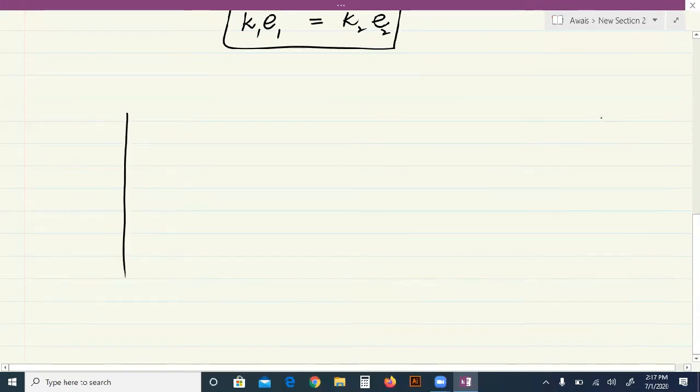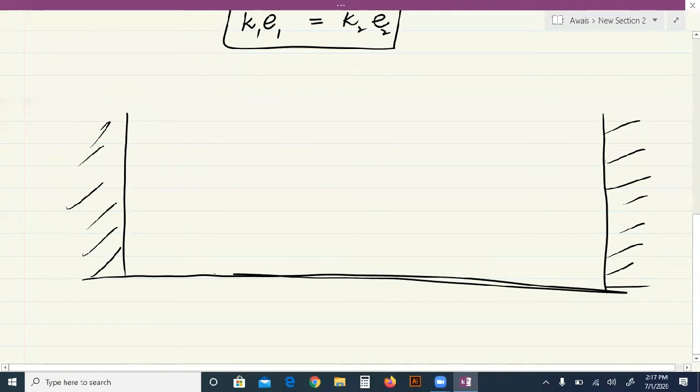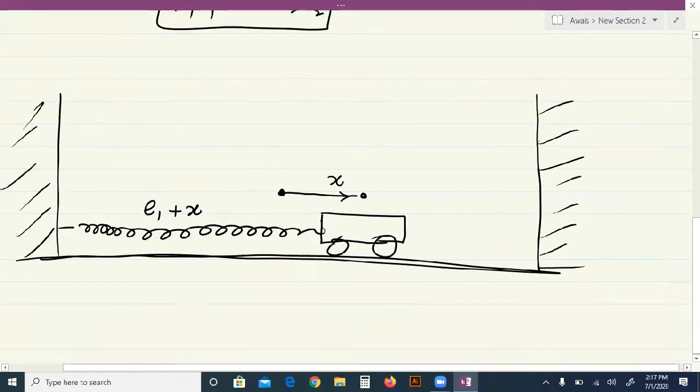same diagram. These are the positions for the blocks. X Newton both sides. And this is the horizontal surface, which is frictionless. And the trolley is moved towards right. You can move it towards left. Suppose first it was here, now here. It means it is displaced through X centimeter. Then the extension in the left side spring increases. First it was E1, now it increases by X, so it becomes E1 plus X.